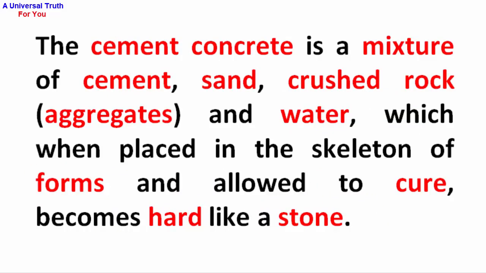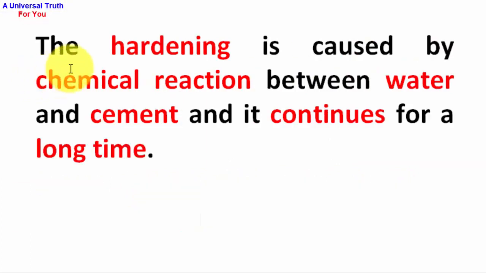Here is the answer. Cement concrete is a mixture of cement, sand, crushed rock, which is also known as aggregates, and water, which, when placed in the skeleton of forms and allowed to cure, becomes hard like a stone. The hardening is caused by a chemical reaction between water and cement, and it continues for a long time.